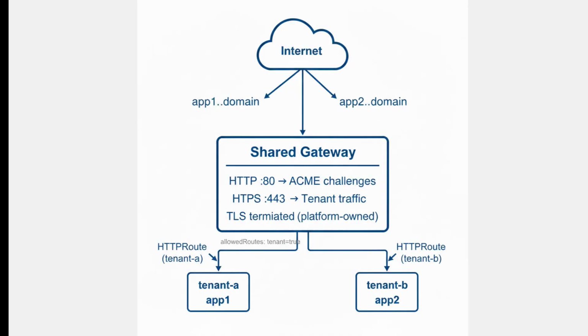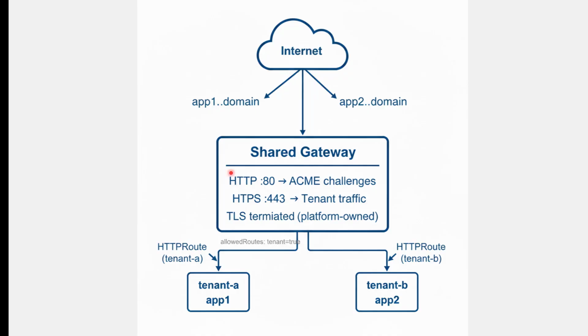So in this video, I will build a real multi-tenant Gateway API setup: 2 teams, 1 gateway, 1 cluster and 0 interference. Everything in this video is mapped to this diagram. At the very top is the internet. Users access applications using host names like app1 and app2. And all the traffic enters through one shared gateway.